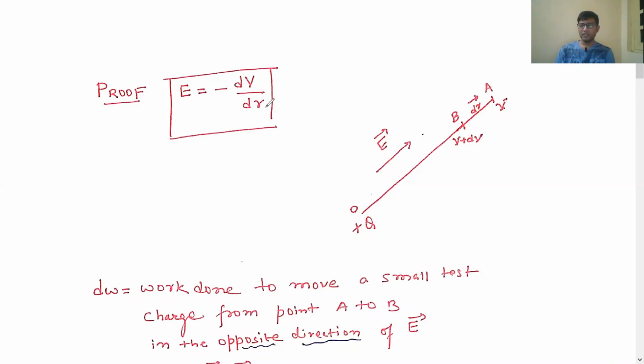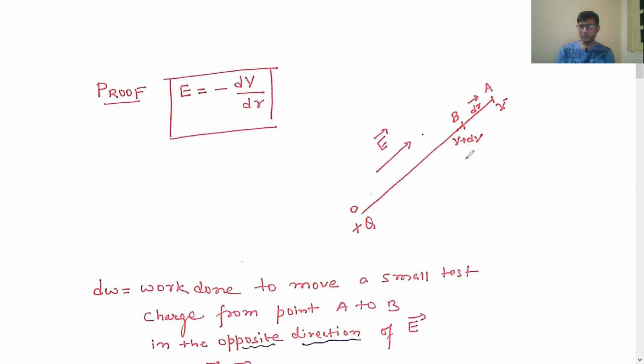So to start, first of all, we suppose that there is a charge plus q at the position O. At a distance r, there is a point B, and that point B is in the direction in which the electric field is acting. Now, a further distance dr away, there is another point A.